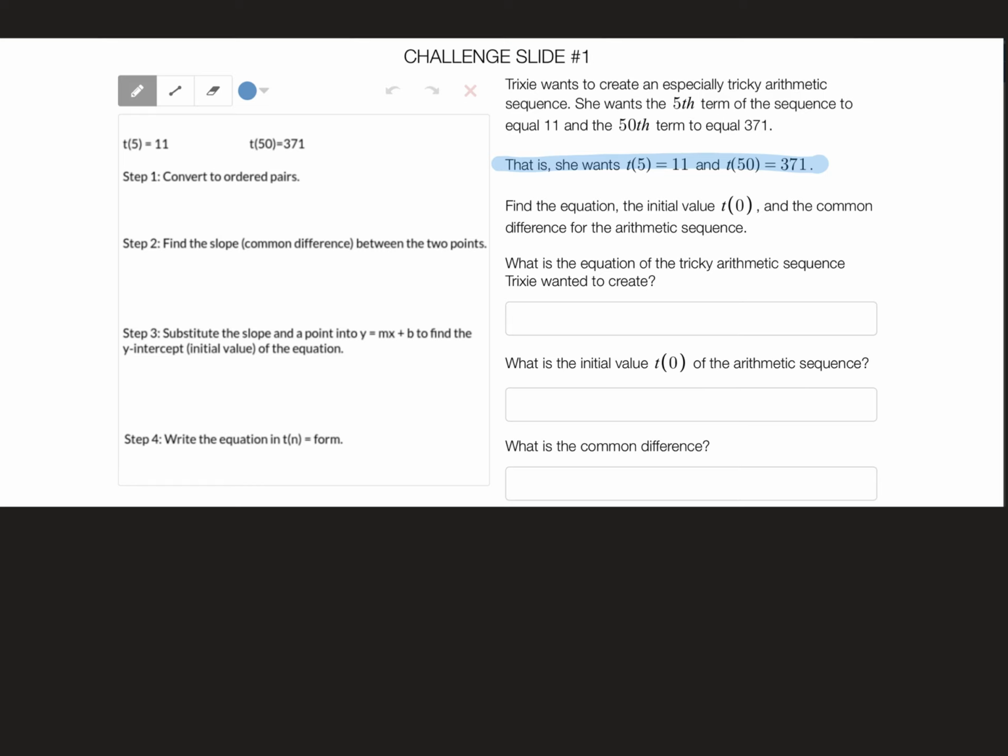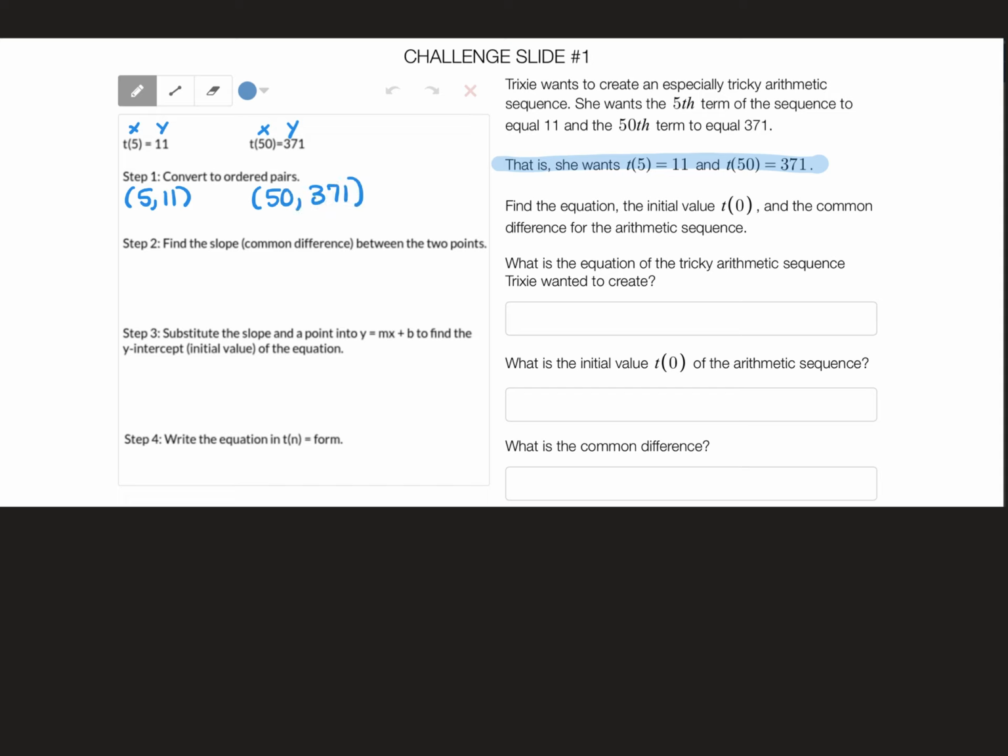So we want to find the equation, the initial value, T of 0, and the common difference for the arithmetic sequence. So we actually probably need to work this sort of backwards. And you have some guided work over on the left side of your screen. So let's work through that. The first step is to convert our two known values into ordered pairs. And remember, the input is our x and the output is our y. So we have the point (5, 11), and then the point (50, 371).